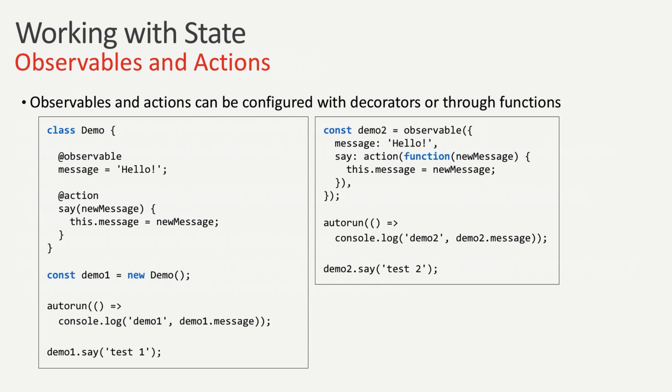Now, if we don't have decorator support set up, we can actually use observables through their function syntax as well as action. And you can see here in the second demo, we have observable, and then we're passing into it an object literal with a message hello and a say property. And then that say property is having an action wrapped function assigned to it. But it ultimately performs exactly the same way when the code executes.